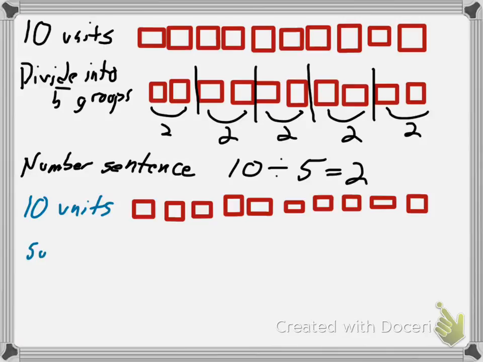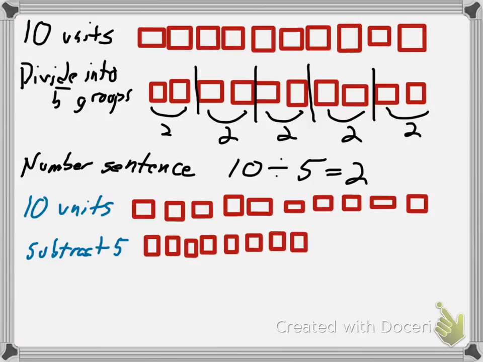So I'm going to write that out. Subtract 5. So now if I take my 10, 1, 2, 3, 4, 5, 6, 7, 8, 9, 10, and I subtract 5, I'm losing boom, boom, boom, boom, boom. So if I started with 10, I subtracted 5, I can see that I have 5 left.